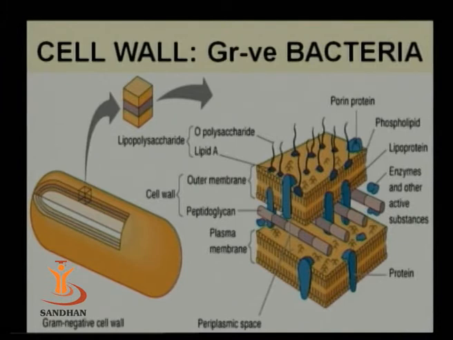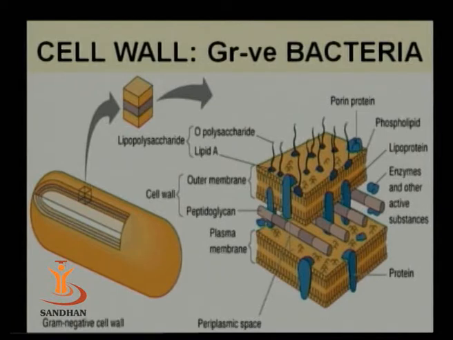You can see the base, the plasma membrane, above that a very thin layer of peptidoglycan, and the outer membrane. You can see in the outer membrane there are various components. First one, LPS, that is lipopolysaccharide, on the left hand side, made up of two other things, that is O polysaccharide and lipid A. You can see on the right hand side that is porin protein, phospholipid is there, lipoprotein is there, and enzymes in the periplasmic space is there.